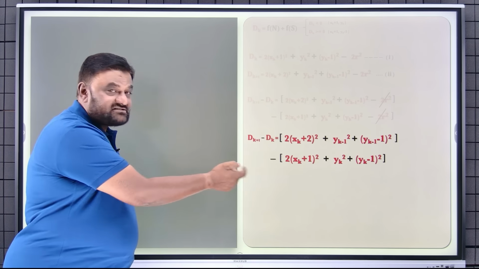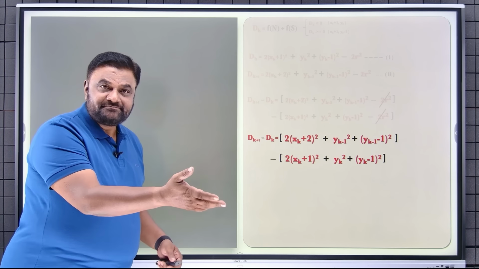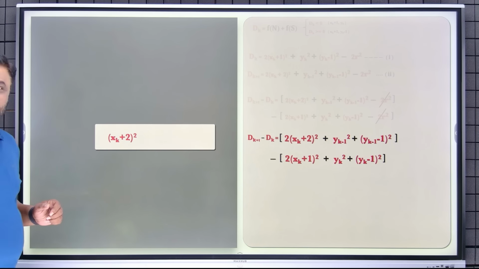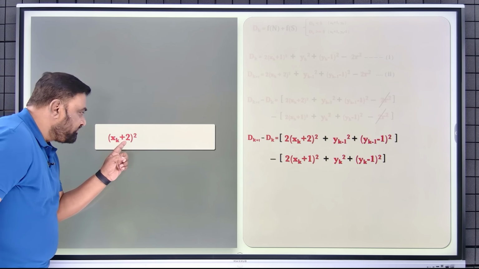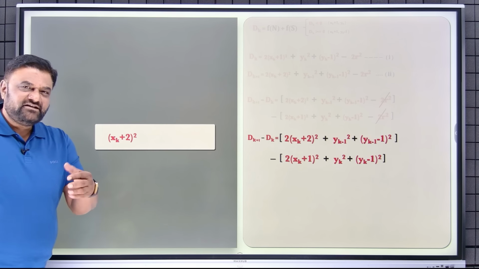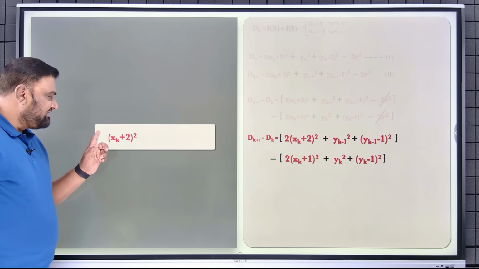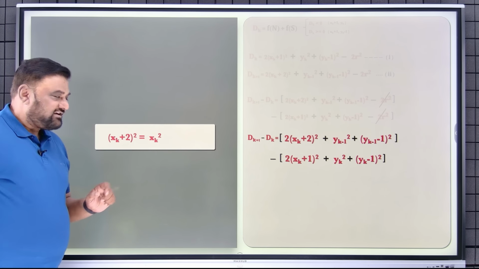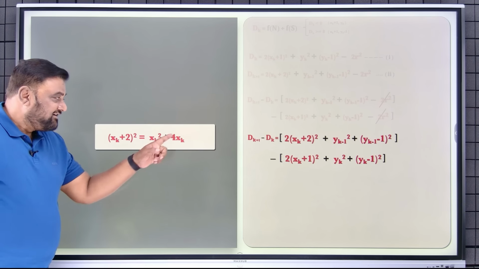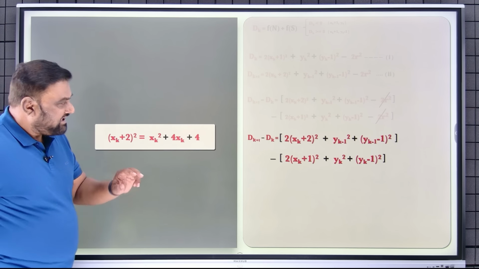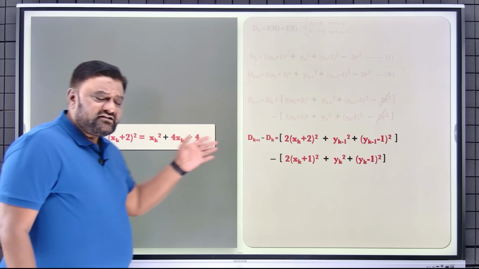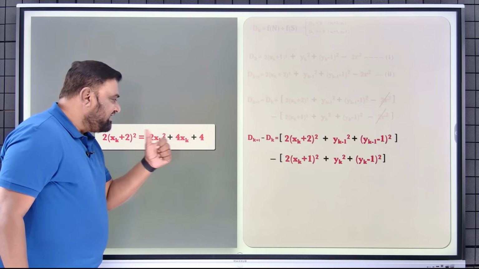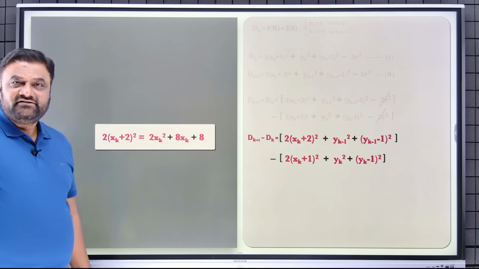So for x elements I have to simplify. I have to expand. Let us expand this. Here I got (xk plus 1) whole square. This is (a plus b) whole square, you know well. This is nothing but equals to xk whole square plus 4xk plus 4. But actually it is getting multiplied by 2. Let us do it here itself. So 2 into this whole thing becomes what? 2xk whole square, 8xk plus 8.